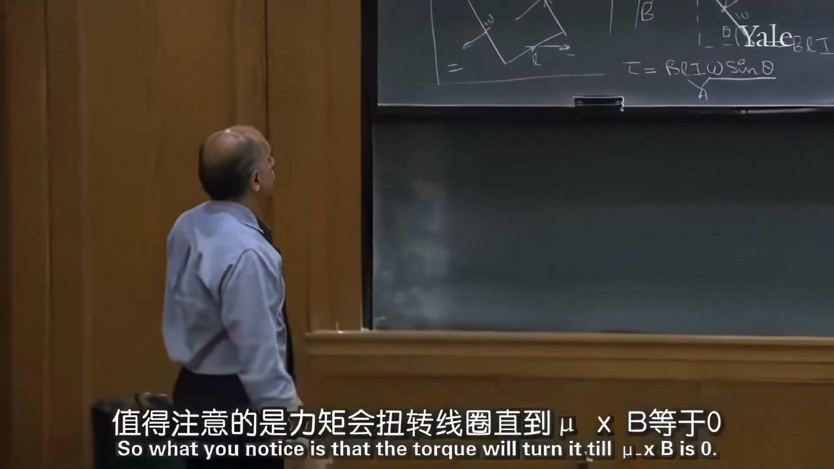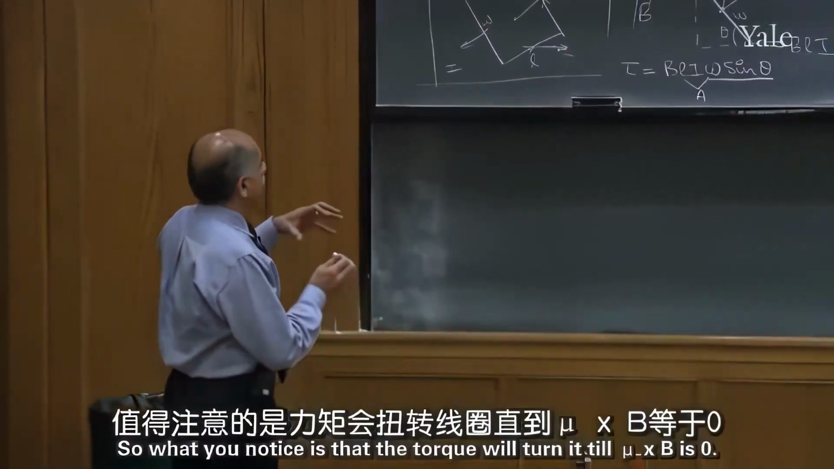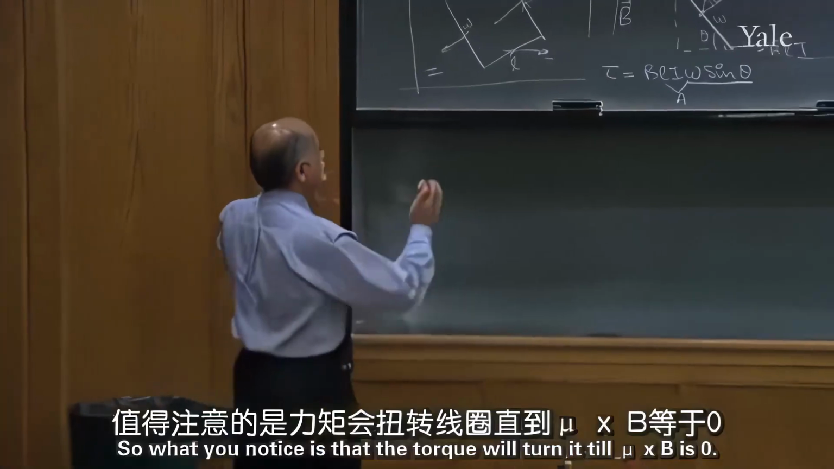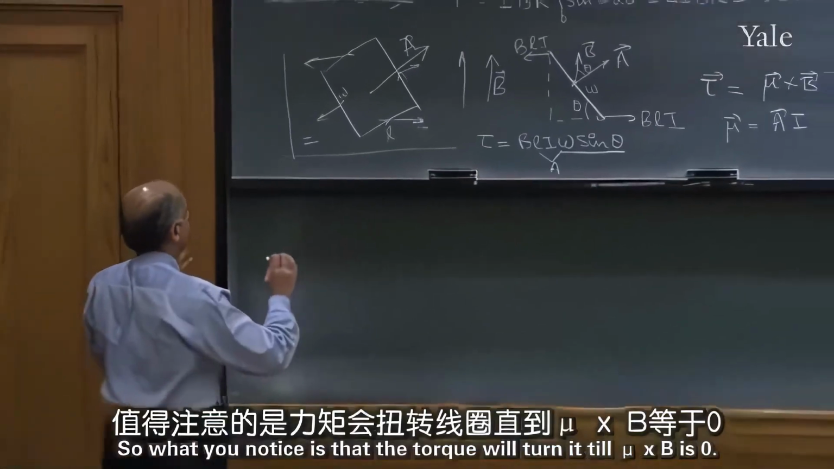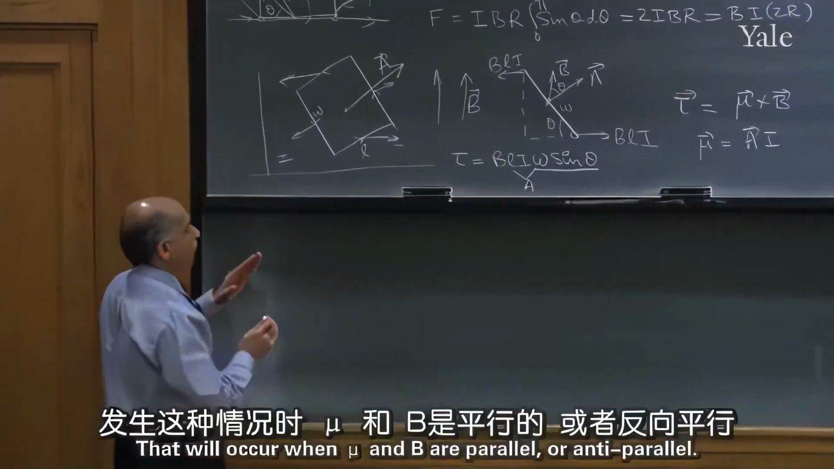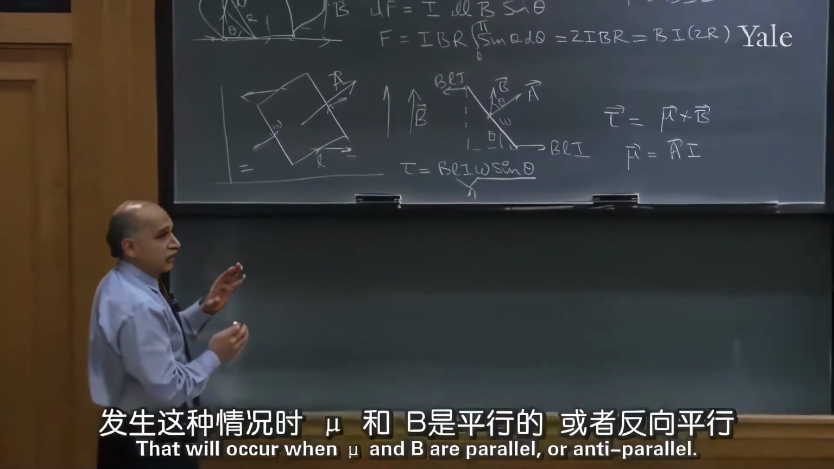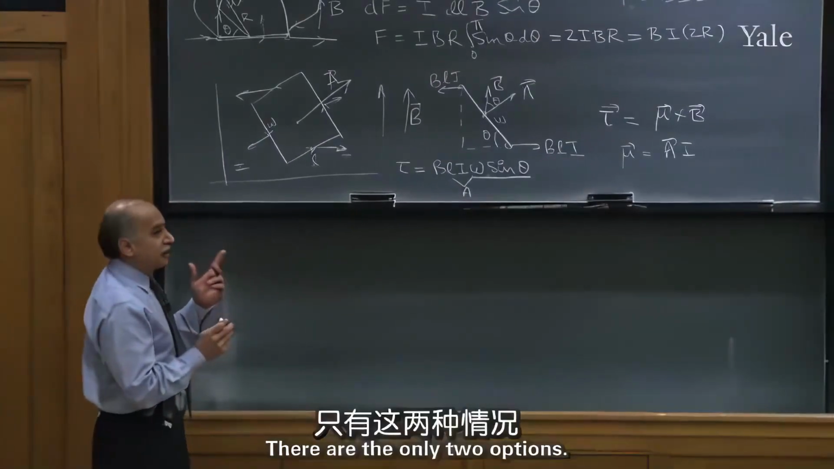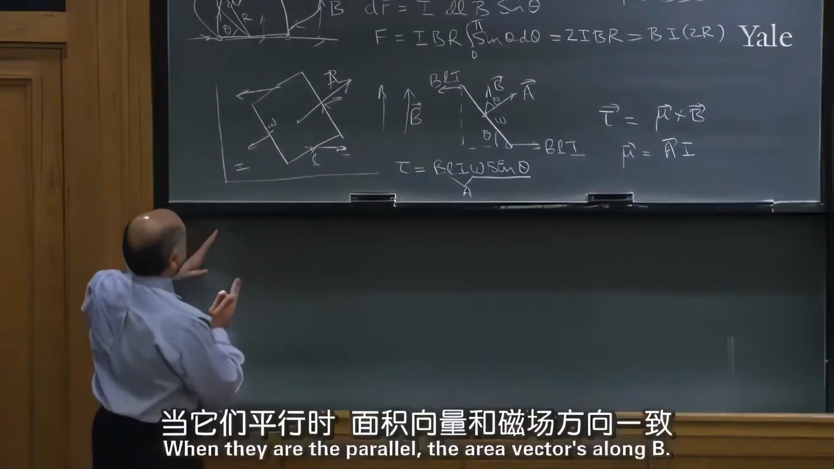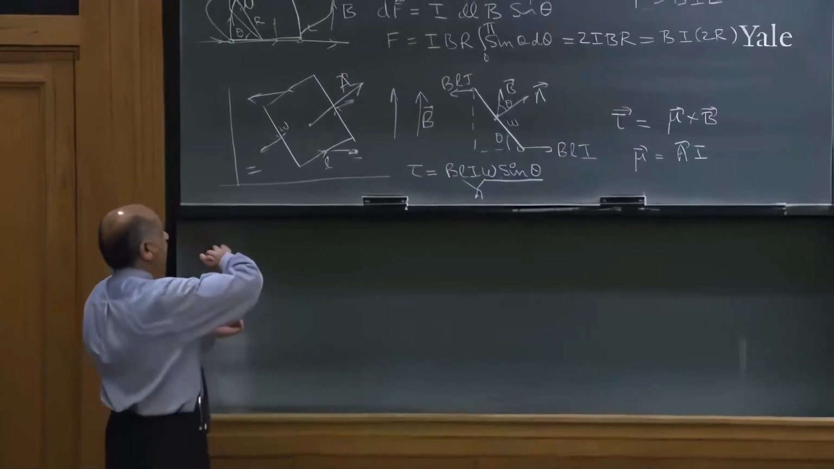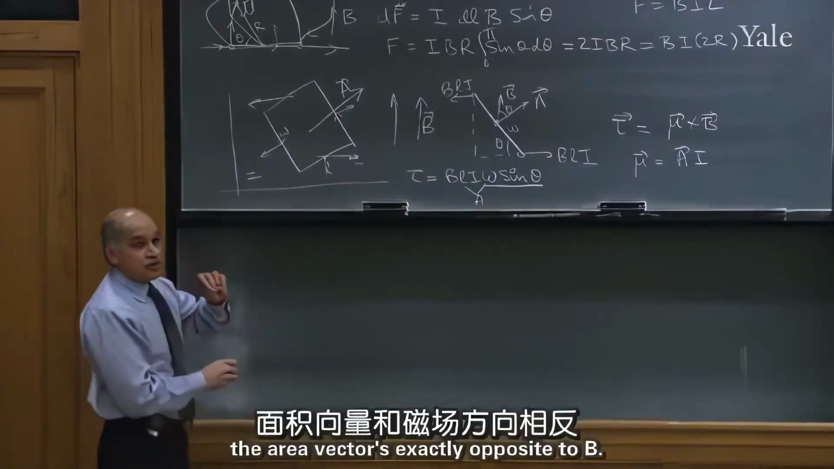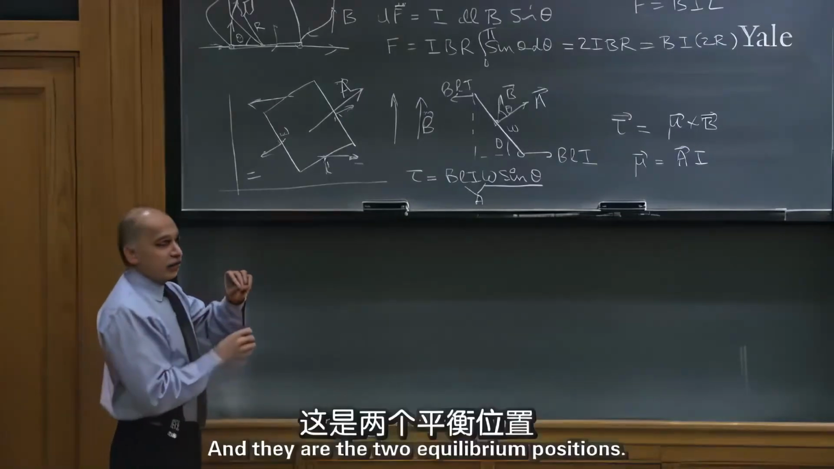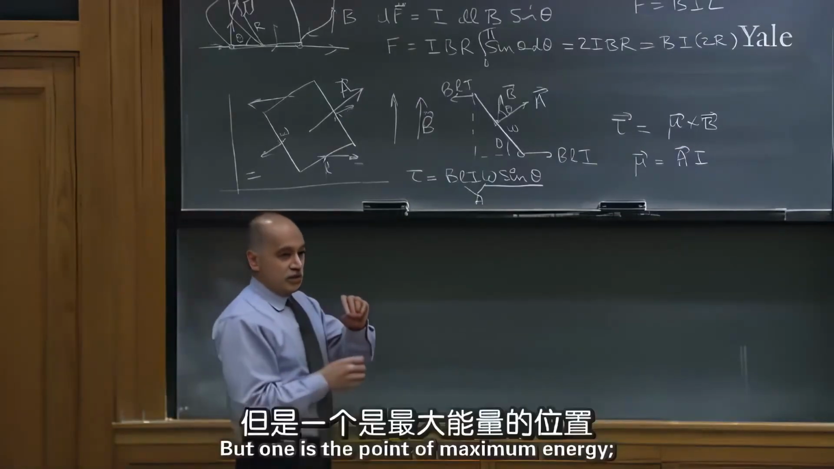So what you notice is that the torque will turn it till mu cross B is 0. That will occur when mu and B are parallel or anti-parallel. They are the only two options. When they are parallel, the area vector is along B. When they're anti-parallel, the area vector is exactly opposite to B. And they are the two equilibrium positions.